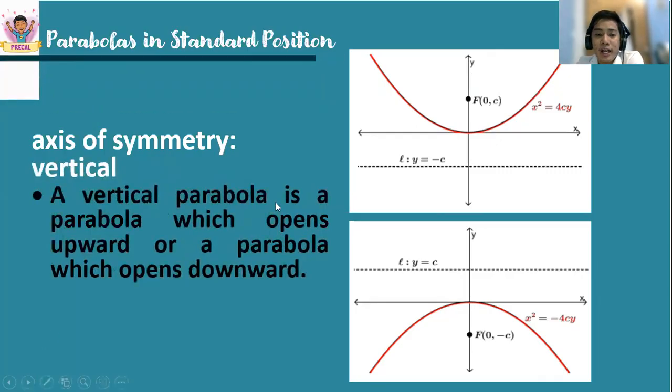A vertical parabola is a parabola which opens upward or a parabola which opens downward. All of these are parabolas in standard position because they have vertex at (0, 0), and we refer to them as vertical parabolas because their axes of symmetry are vertical lines. Did you get it? So these are the examples of vertical parabolas in standard position.